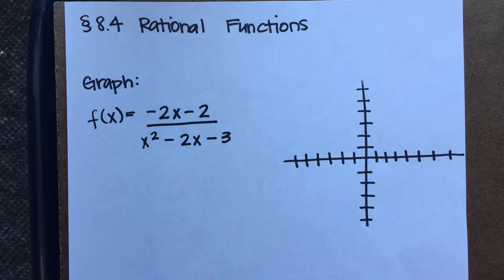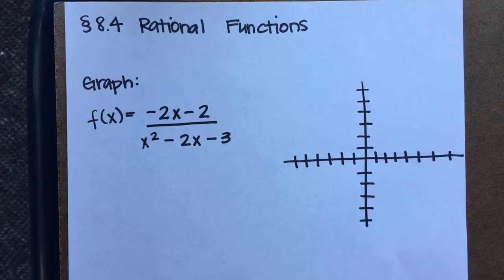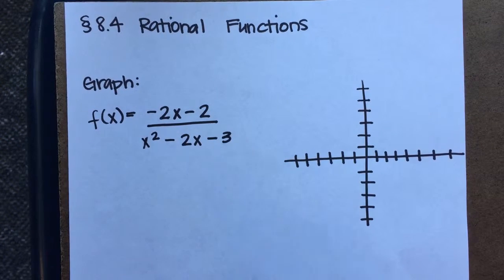Section 8.4, graphing rational functions, finding asymptotes and holes. So remember that, well, first let's factor. We need to factor the top and the bottom.